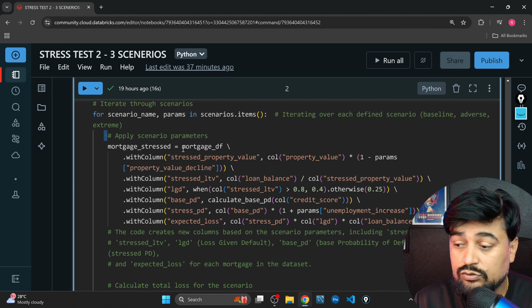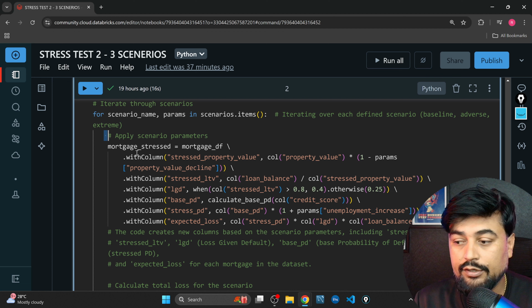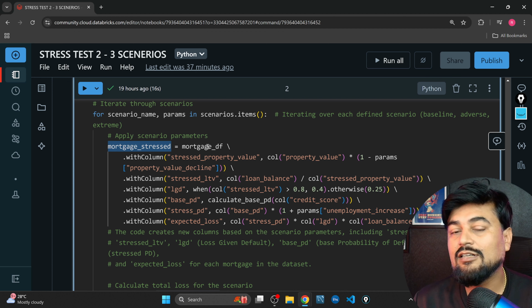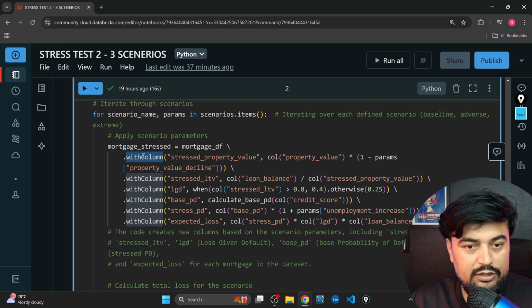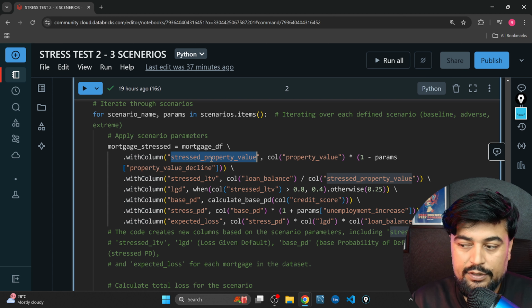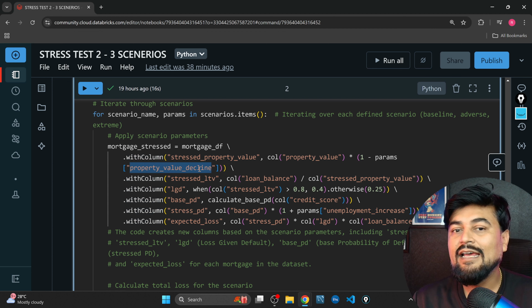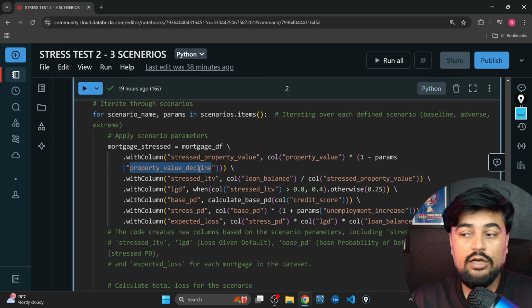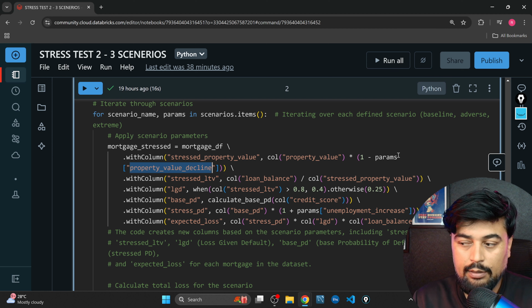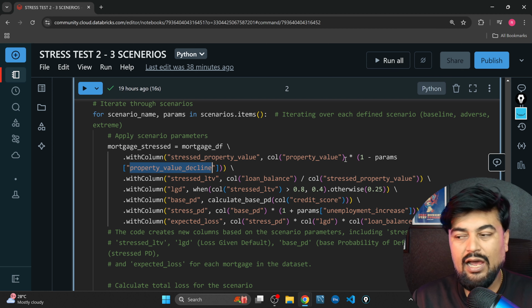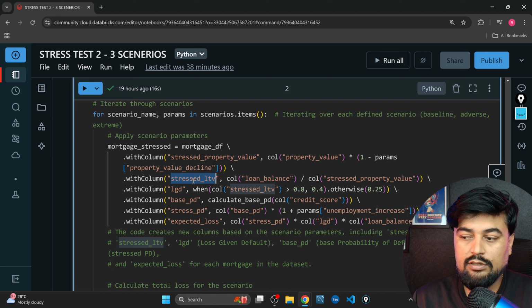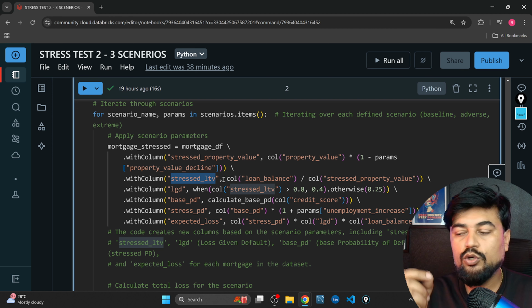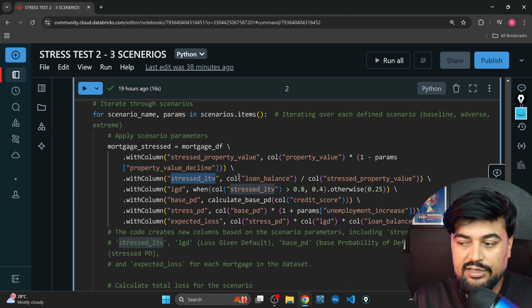Apply scenario parameter. For all the parameters, the scenario will be totally different. If you see mortgage stress, that is the dataset name because this portfolio itself is the mortgage portfolio. So what I'm doing, I'm using withColumn, which is a function, then stress property value and 1 minus property value, which is the stress testing formula. If you see my previous video, come in the same playlist, you will understand this formula completely, because today is a fully hands-on session. I'll not go in detail, otherwise it will be so lengthy. Now, if you see stressed LTV, what is that? Loan to value, stressed one. That is the calculation happening here.